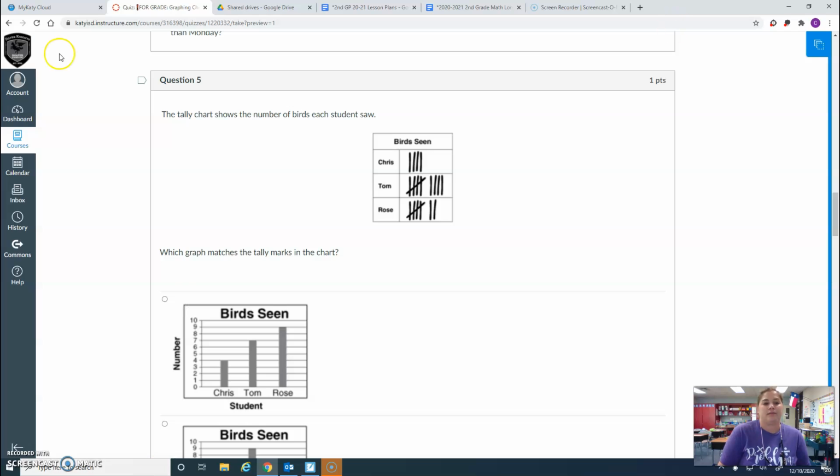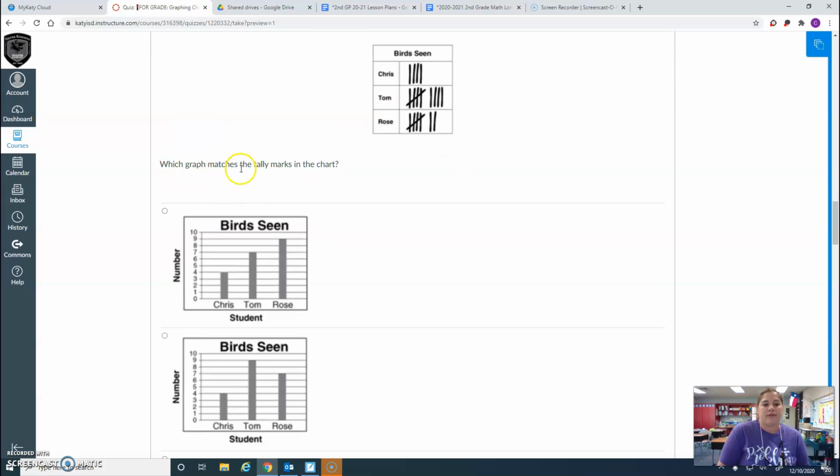Question 5. The tally chart shows the number of birds each student saw. Which graph matches the tally marks in the chart?